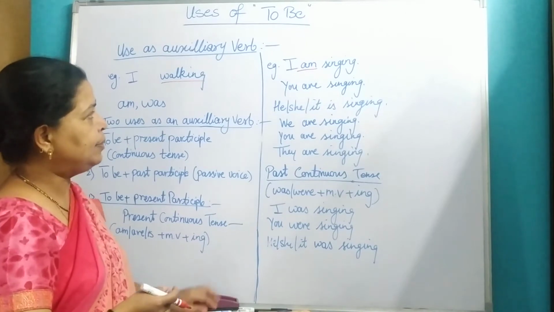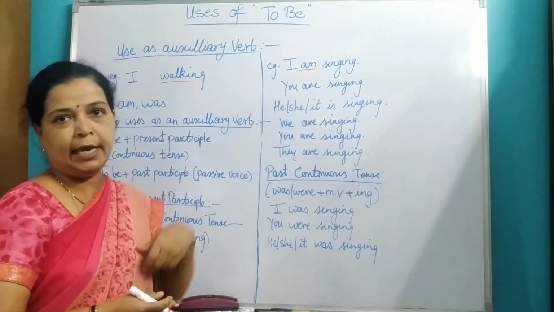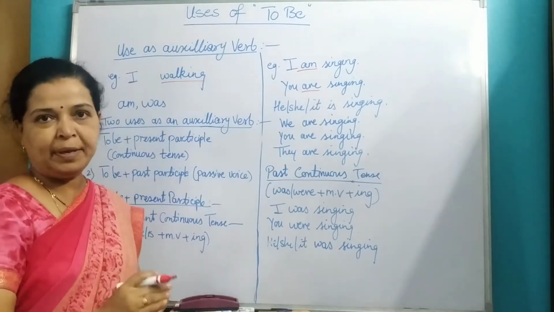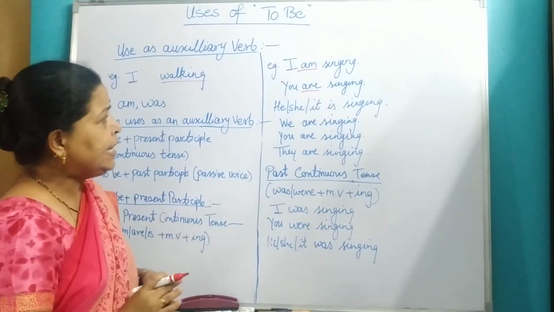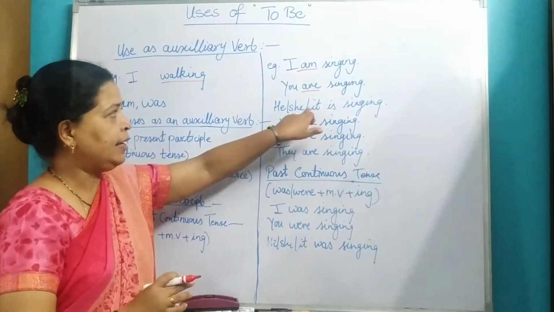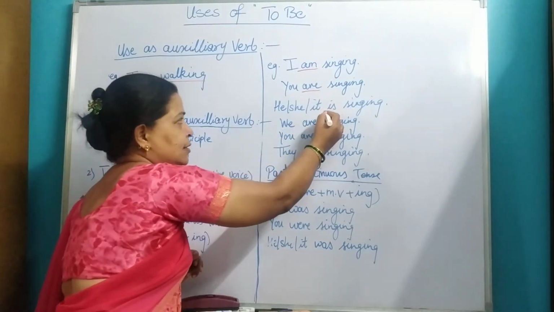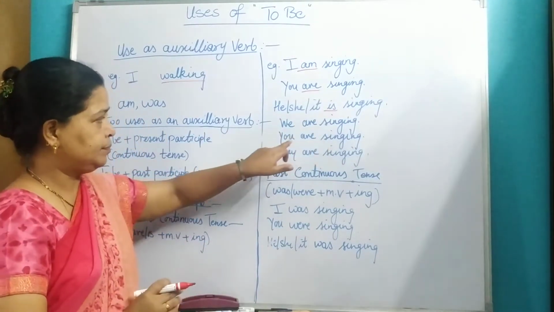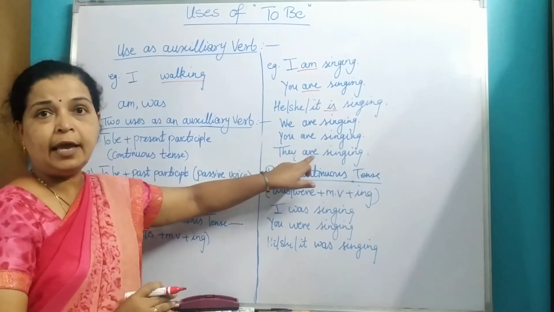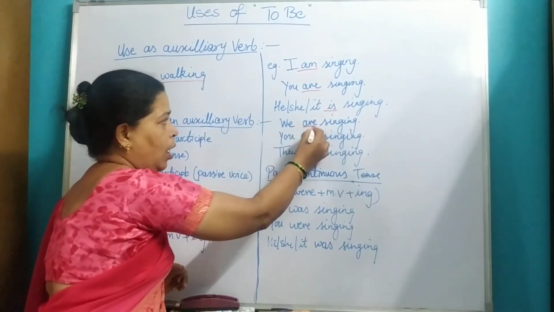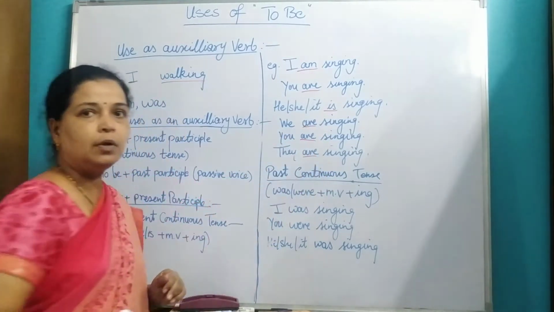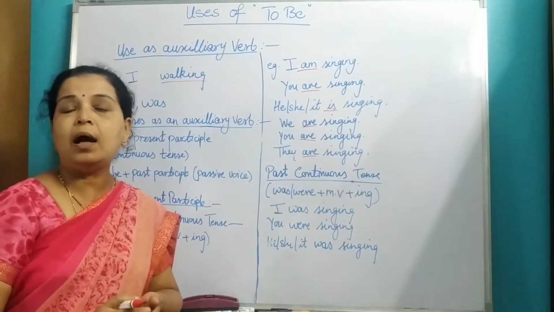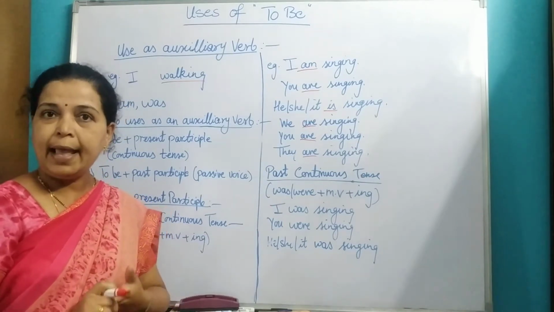Second example, you are singing. Got it? Here, are is doing the work of helping. Then he is singing, she is singing, it is singing. Is is the helping verb. Then we are singing, you are singing, they are singing. So, are. This is the present continuous tense where am, are, is are used as helping verbs.